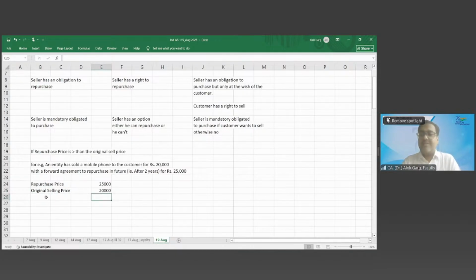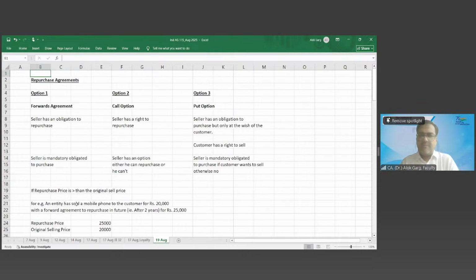Friends, in this case, going by the substance, you understood the concept of substance over form? Have you heard about it? Yes, substance over form. It means you have to go by the substance of the contract, not by the legal form. So in this case, if I am the seller and I have a mandatory obligation to repurchase, or I have the call option, and I am paying more than whatever I have received, do you think it is a sale and purchase transaction?